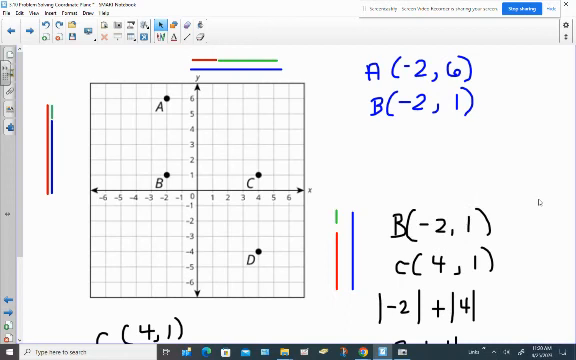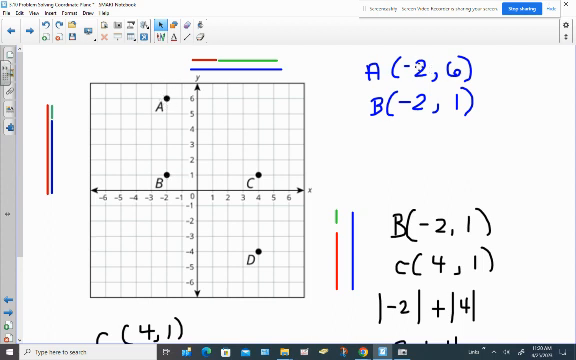I want to provide you all with some clarity on when we have to figure out the distance between 2 points. Why is it that sometimes we're adding the absolute value of the coordinates that differ from each other, and other times we're subtracting? So we're going to look at 3 situations where we're going to examine that. Let's talk about how we would calculate the distance between points A and B.